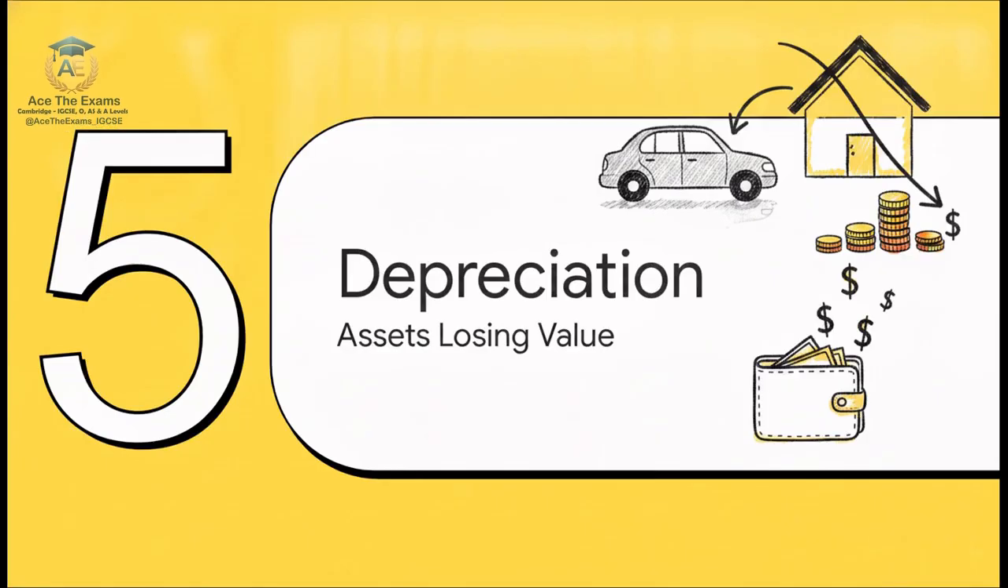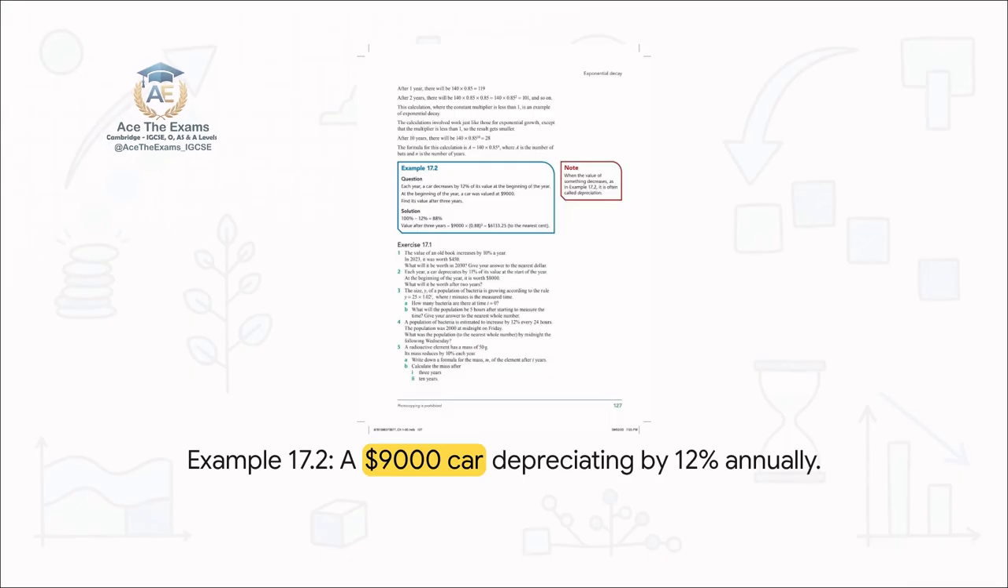Section 5. Depreciation in action. Let's look at how this exact concept of decay applies to the physical assets we buy and own in the real world. And honestly, this brilliantly illustrates the real-world pain of buying a new car. In this syllabus example, a car is initially valued at $9,000, but it decreases in value by 12% every single year. So let's use our rule. 100% minus 12% leaves us with 88%.